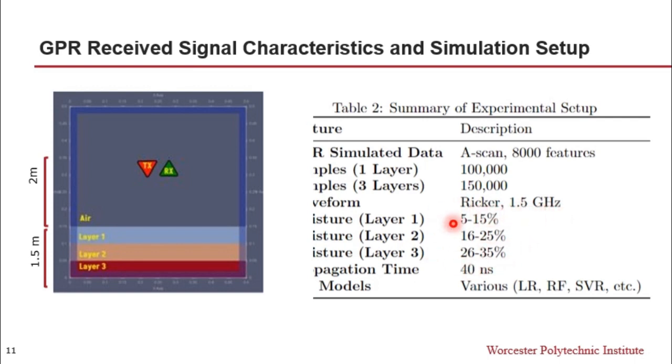And based on the hydraulic model, we decided to assign these values. So layer 1 can have moisture from 5 to 15, and layer 3 can have moisture from 26 to 35. The reason behind this selection is that we use the hydraulic model of the soil, in which soil moisture increases with the depth of the soil itself. The propagation time was set to 40 nanoseconds, so we make sure that our transmitted and received signal has enough time to be recorded by our radar.